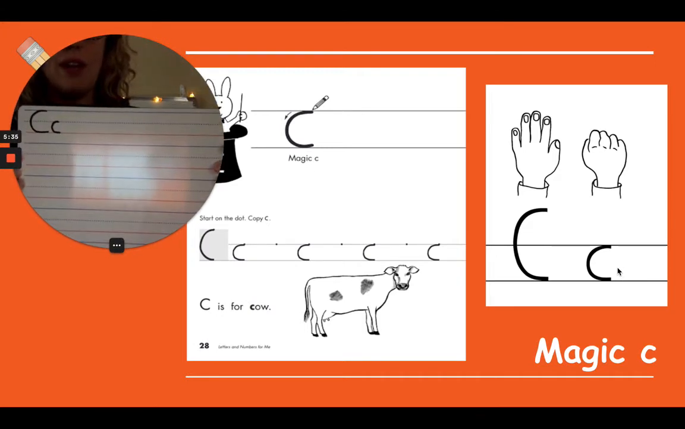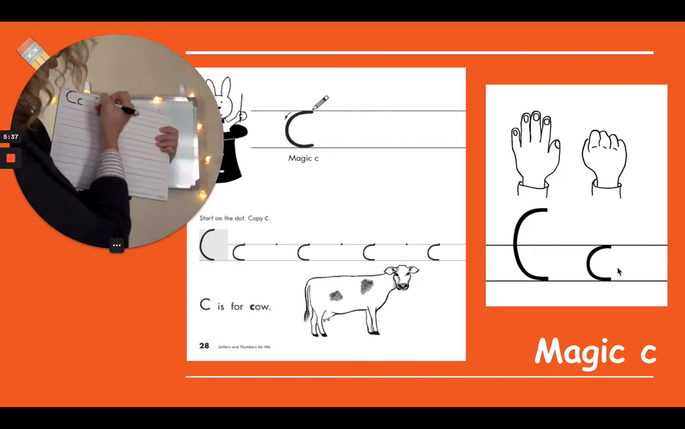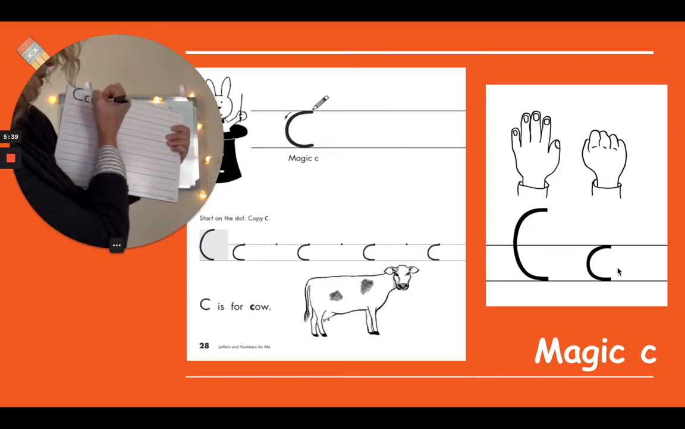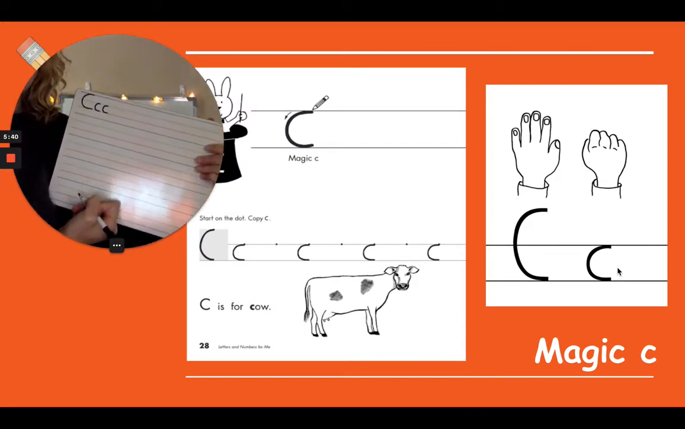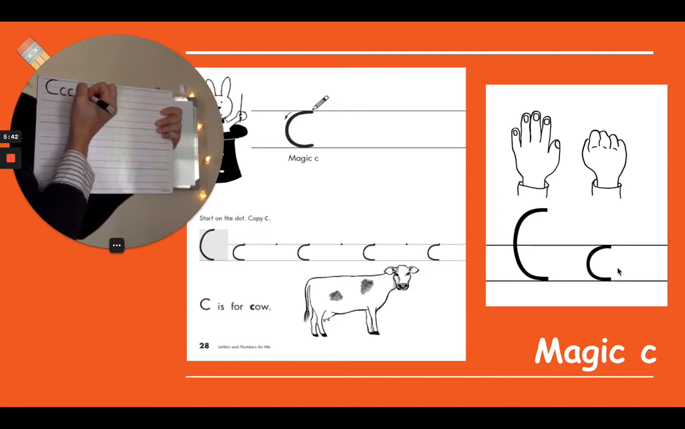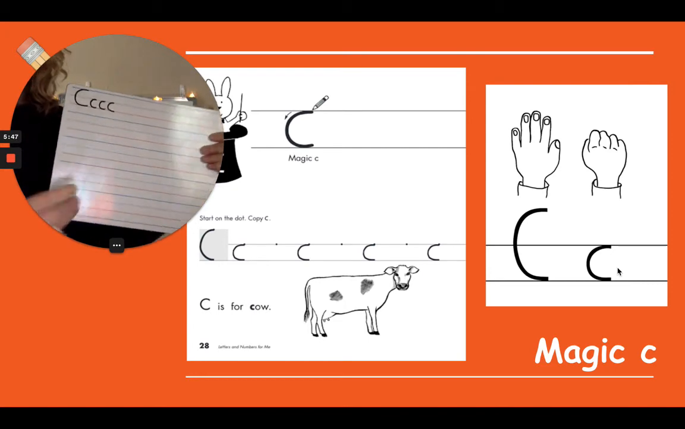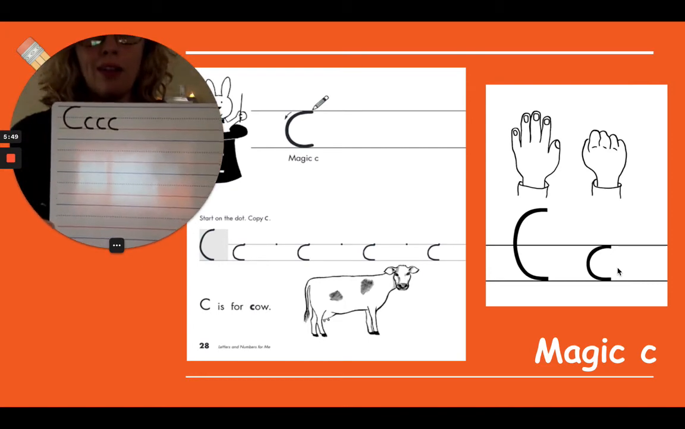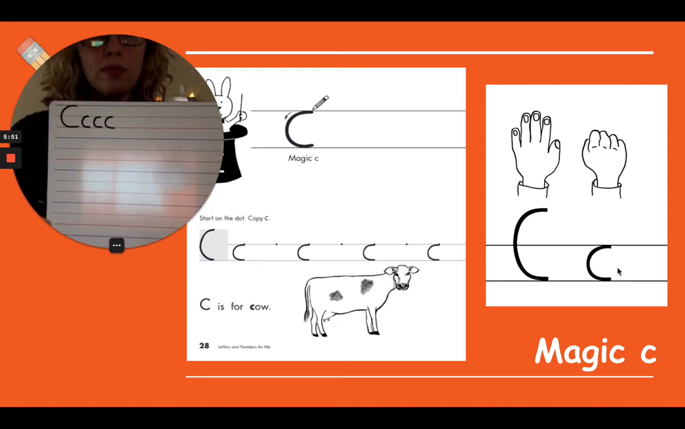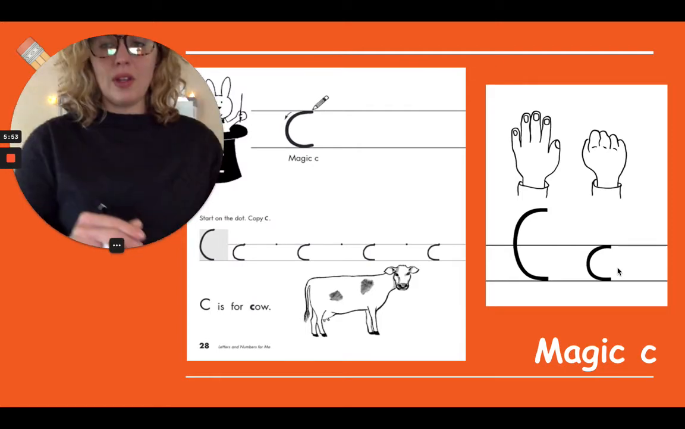Let's try it again. Let's do our lowercase c. Start at the top, curve. Start at the top, curve. Those are our lowercase c's. Good.